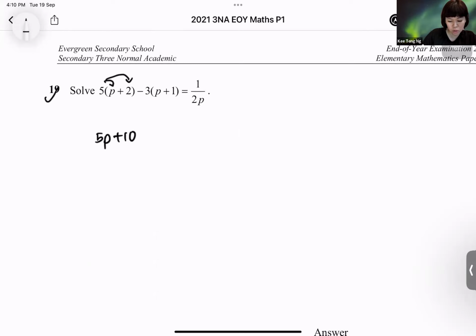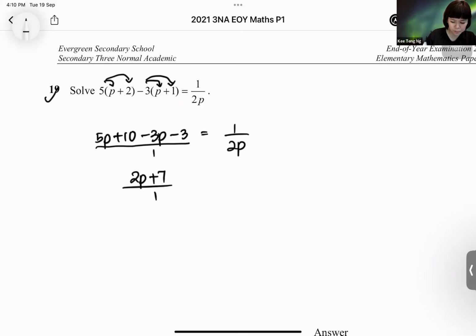5p plus 10. This one is negative, negative sign. Minus 3p minus 3 equals 1 over 2p. Let's simplify this. This whole thing is actually over 1. This one will be 2p plus 7, over 1 over 2p. Then what do we do? We cross multiply. The equal sign in the middle stays there.